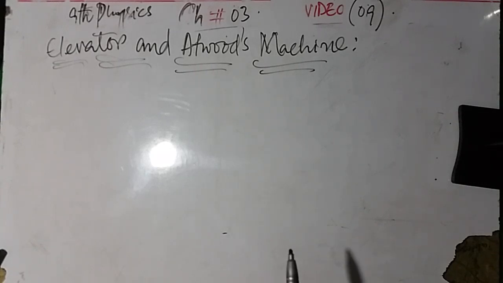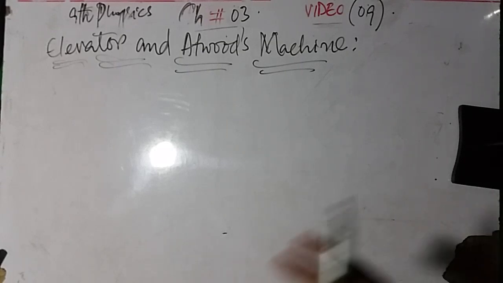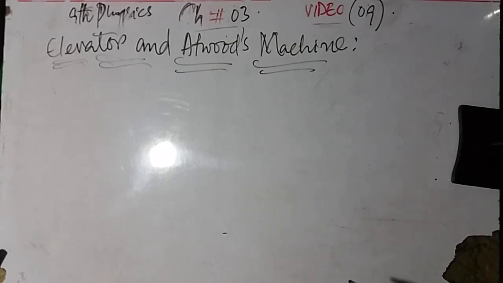It's the lecture of third chapter of ninth physics. The elevator is a practical example of Atwood's machine, in which two weights, the passengers and the counterweight, are going up and down, with the box in which the passengers are traveling up and down.